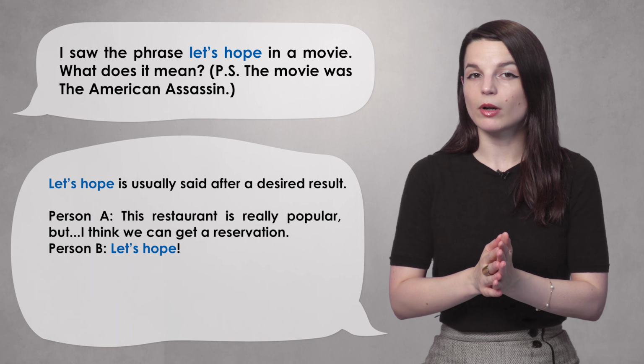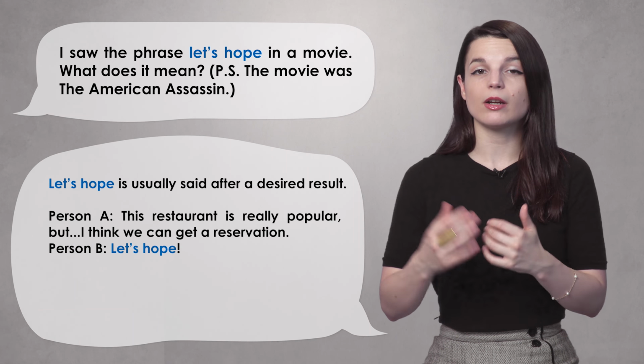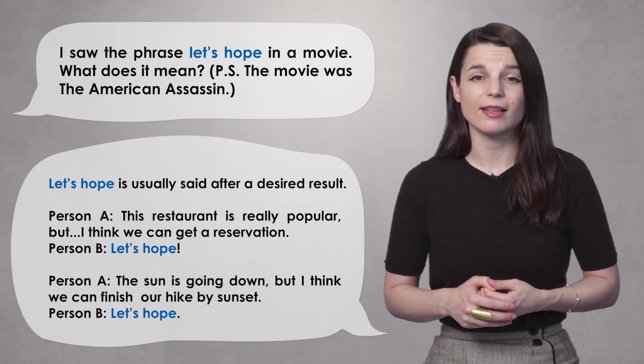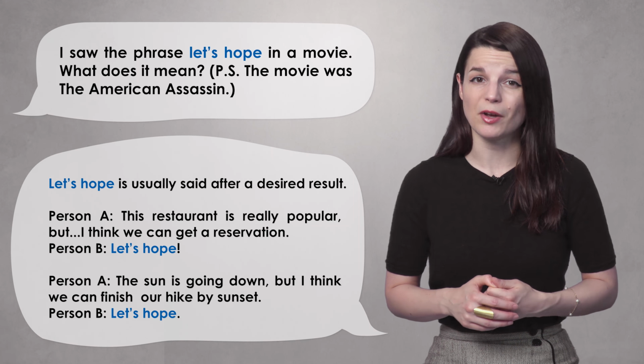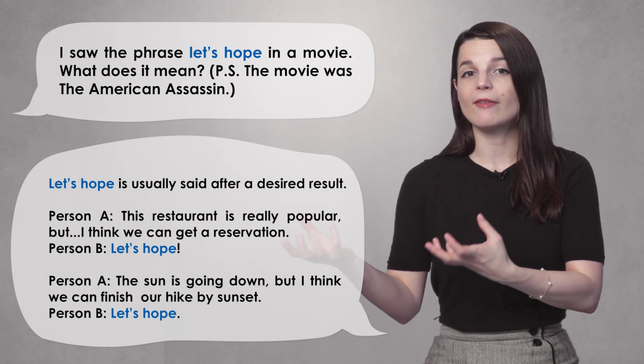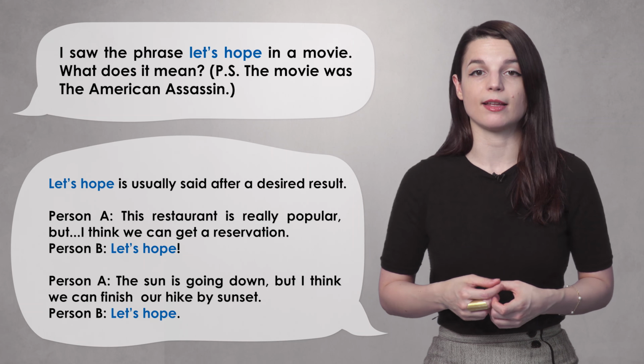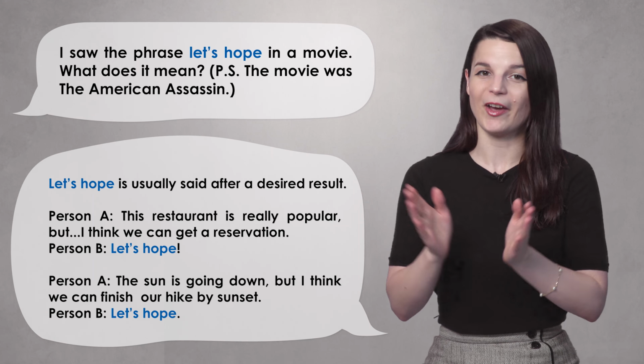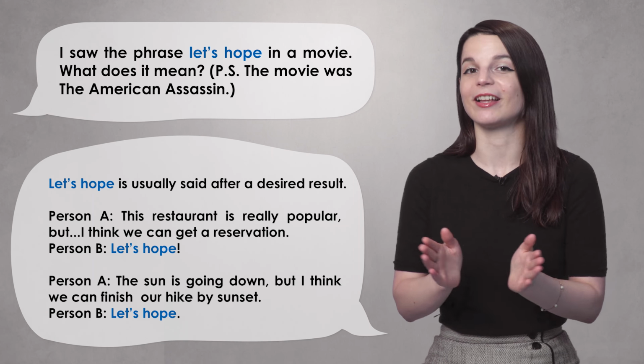So let's look at one more example that uses this phrase. Speaker A might say, the sun is going down, but I think we can finish our hike by sunset. Speaker B could say, let's hope, meaning I hope that we have the ability to finish our hike by sunset. So it connects to the previous phrase in the conversation. So I hope that this helps you understand the expression, let's hope. Thanks very much for sending it along.